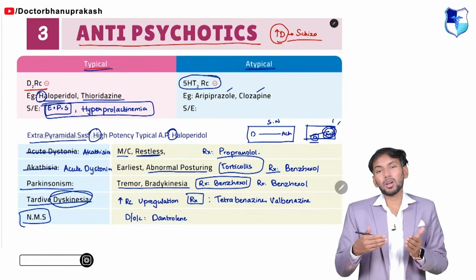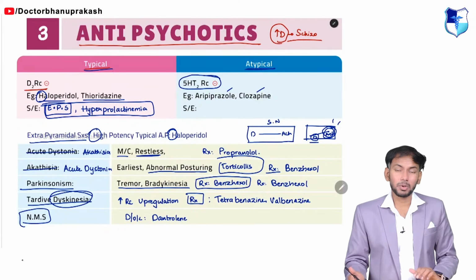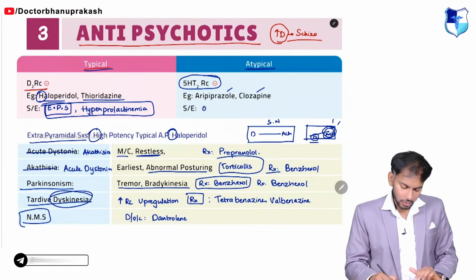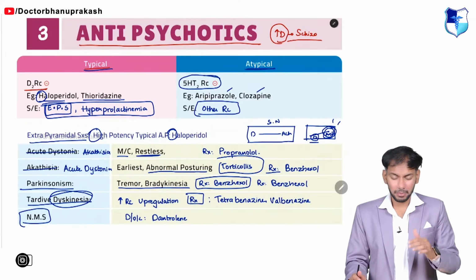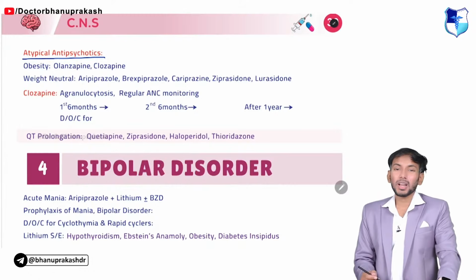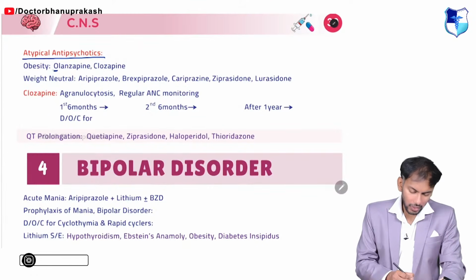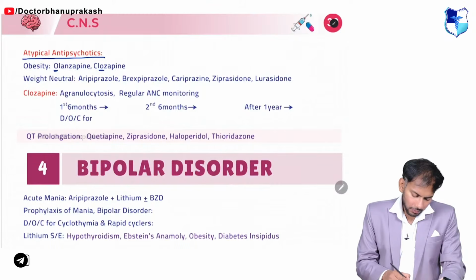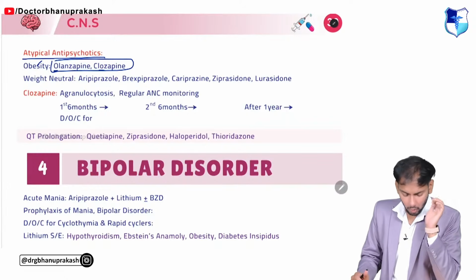These can block other receptors, and they cause side effects because they are blocking those other receptors. Which other receptors can they block? They can block muscarinic receptors and histamine receptors. Now, in atypical antipsychotics, which drugs cause obesity? O for obesity, olanzapine. O for obesity, clozapine. Olanzapine and clozapine can cause obesity.